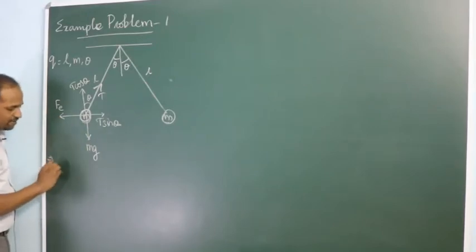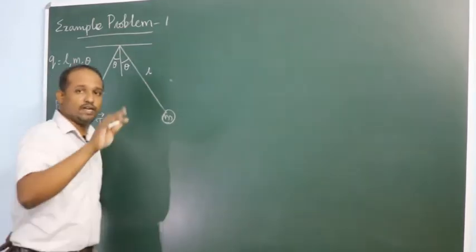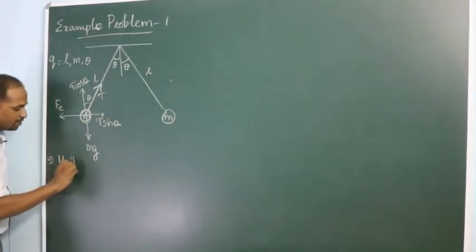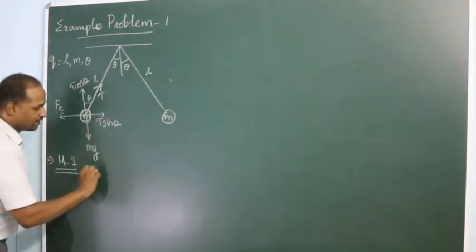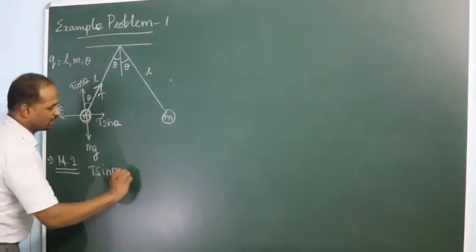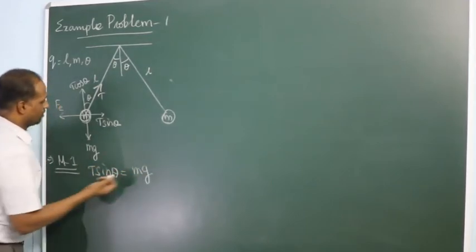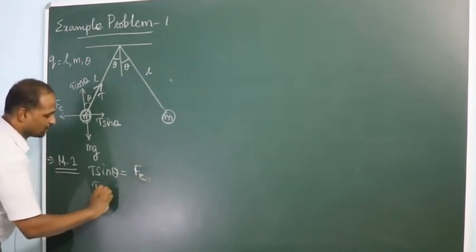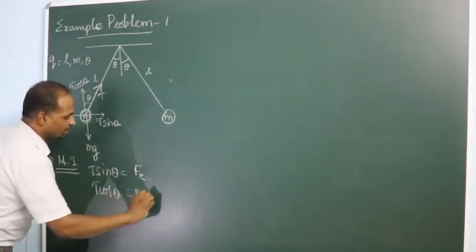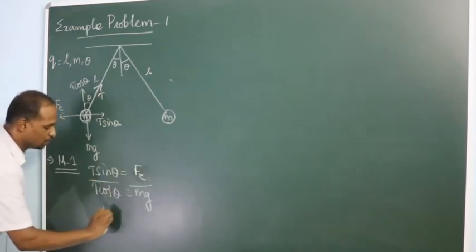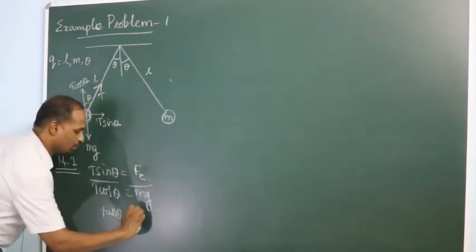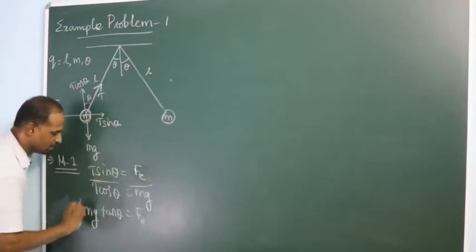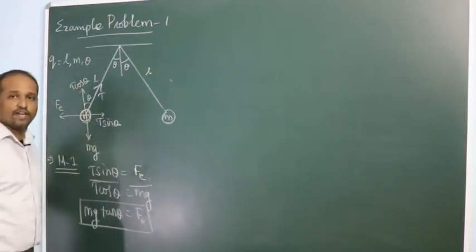If you write the equation, I intend to solve this problem in at least three methods. Let us try to solve in the first method. Method 1: T sin theta is balanced by Fe and T cos theta is balancing mg. When you divide these two, tan theta equals Fe by mg. When you cross multiply, Fe equals mg tan theta is what we are getting.